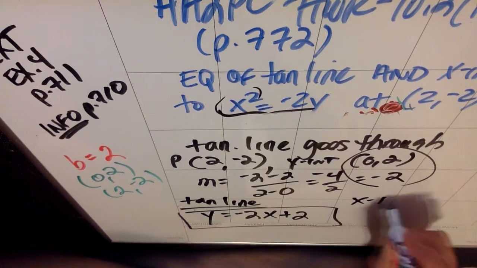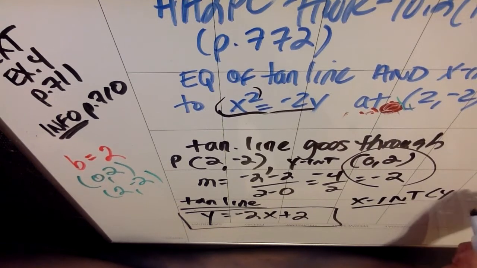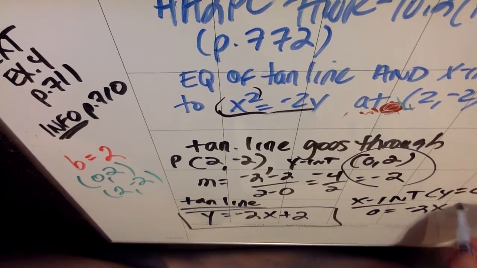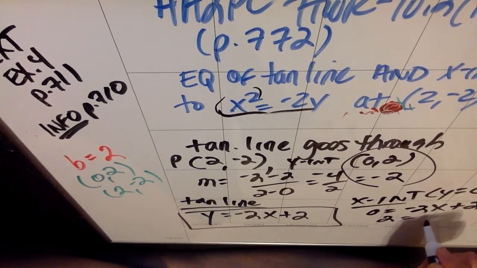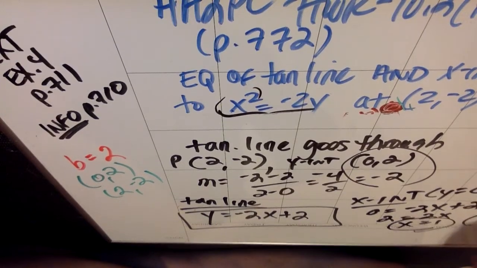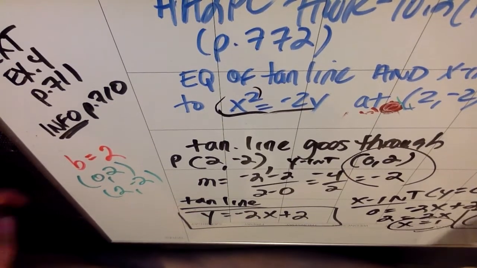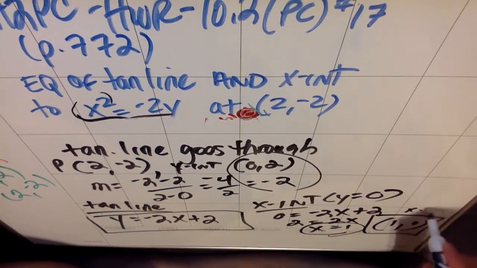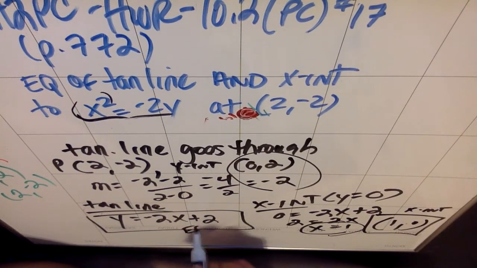They then asked me what's the x-intercept of that. Well, x-intercept just means that you plug in y as 0. So 0 equals -2x plus 2. 2 equals 2x. x is 1. So they asked for the x-intercept. It's (1, 0). Right, so again, totally my bad on this. So this is my x-intercept, (1, 0). This is my equation, y equals -2x plus 2.